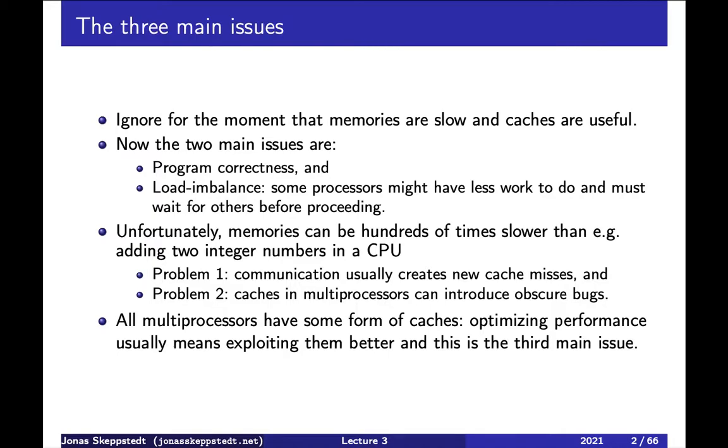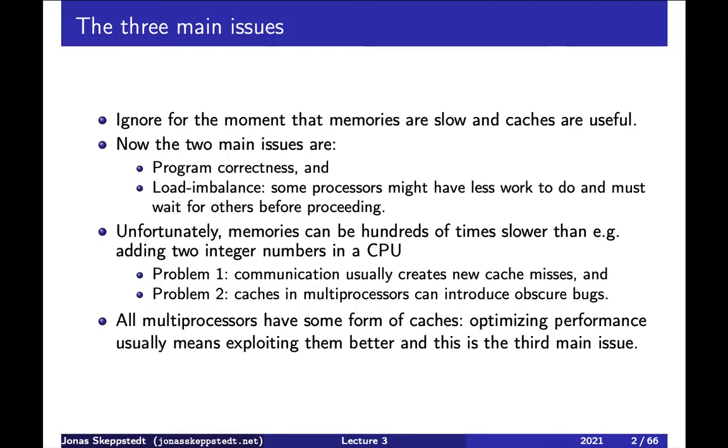But there are 3 main issues, but if we ignore that memories are slow and caches are useful, there are only 2 left, and they are program correctness and load imbalance. Obviously, we must have a correct program, which can be achieved with different amounts of effort depending on which language we use. But it's not sufficient to have a correct program, because then we would not use a parallel program, since it's easiest to get a sequential program correct to begin with.